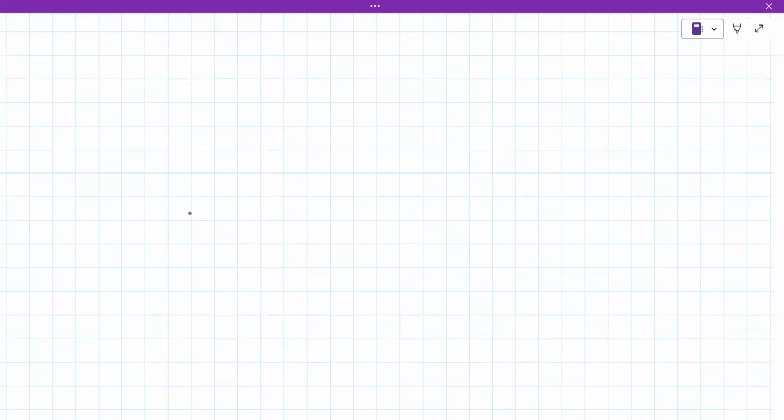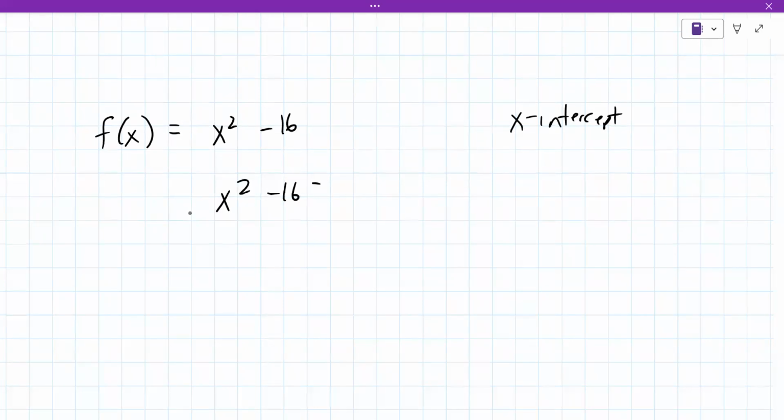Okay. All right, so now let's do another one here. Let's go f of x equals 2x squared. Actually, let's not do that. Let's go x squared minus 16. And this time we want to find the x-intercept. Would it be set to y equals 0? Yes, you set the whole thing equal to 0. Would it just end up being negative 16?